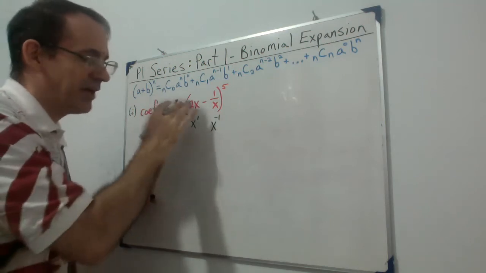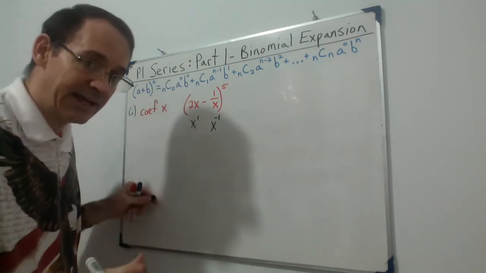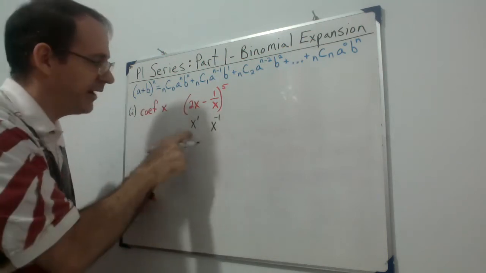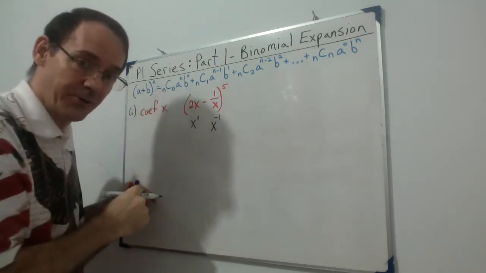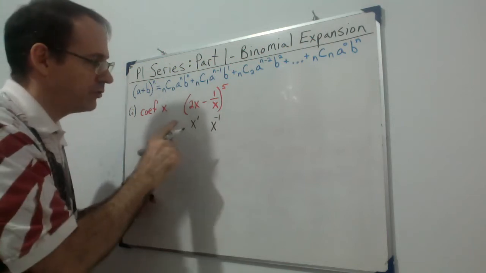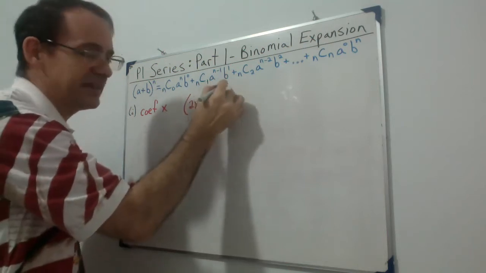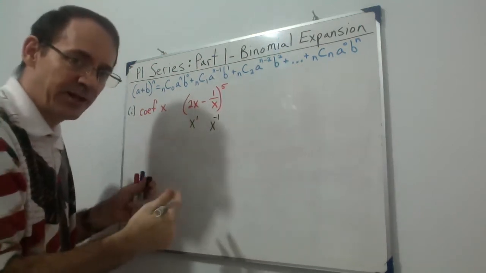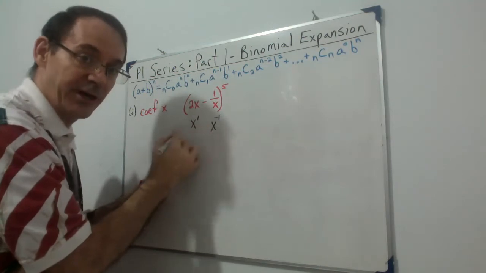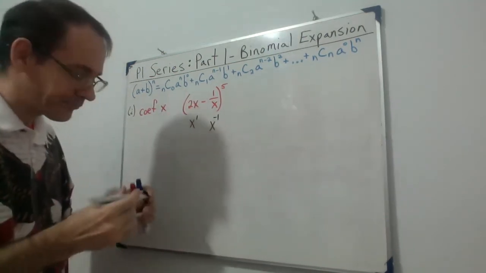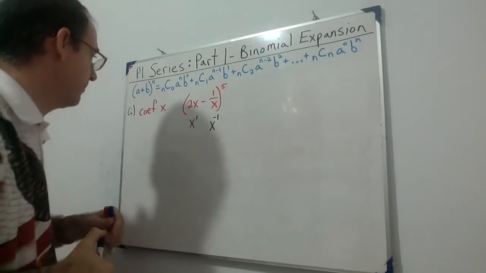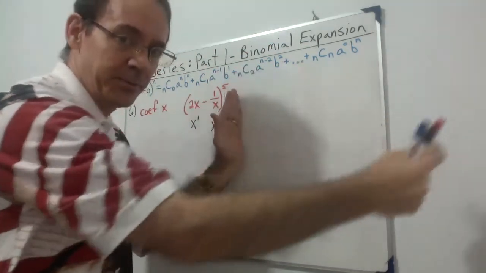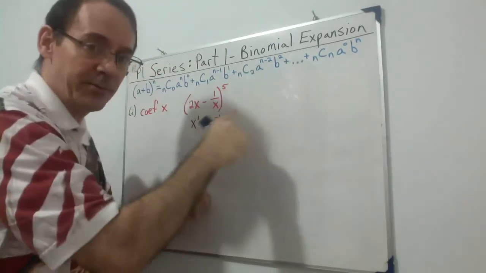Okay? Now, some of your terms may not have an x in it, like if it were just 2, only 2. Then your x would be a 0, x to the 0. Okay? So one thing that's important is the n. Another thing that's important is what are the exponents on your x, your variable, whether it's x or y. Usually they give you x.